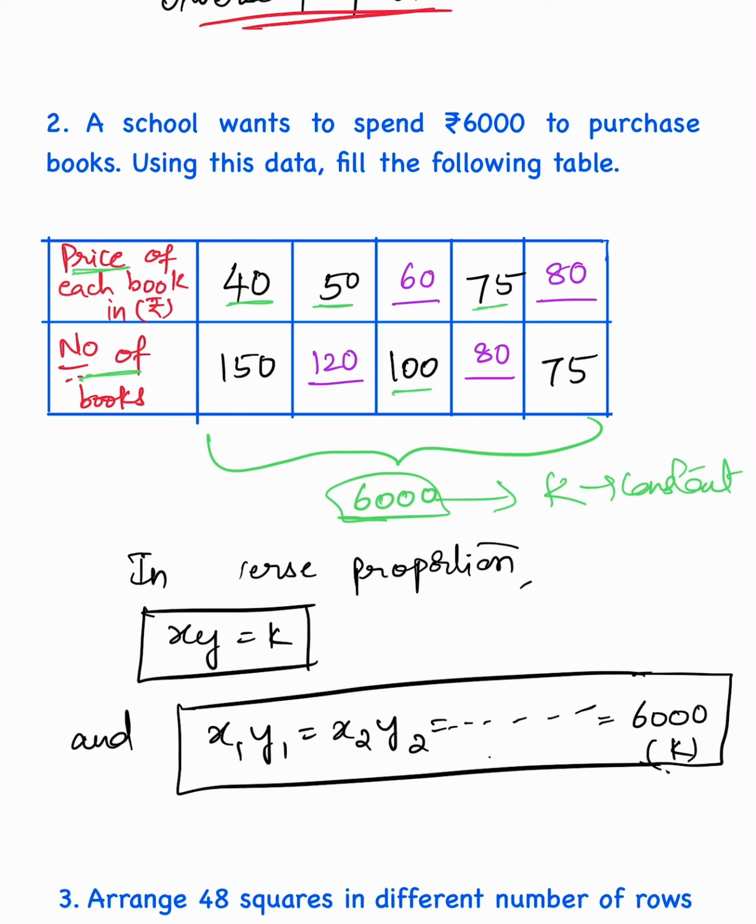Next, price of book is 80. So how many books can be purchased for 6,000? 75. So like this, in inverse proportion, xy is also always equal to constant. Here x1 y1, x2 y2 etc. is equal to 6,000. So based on that we can fill the table like this.